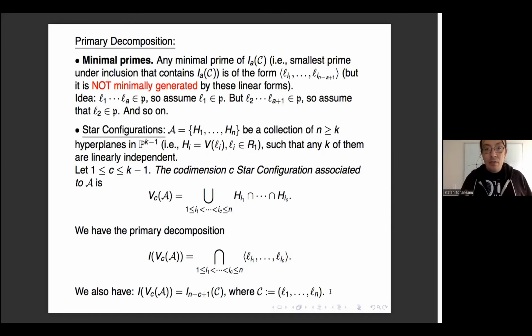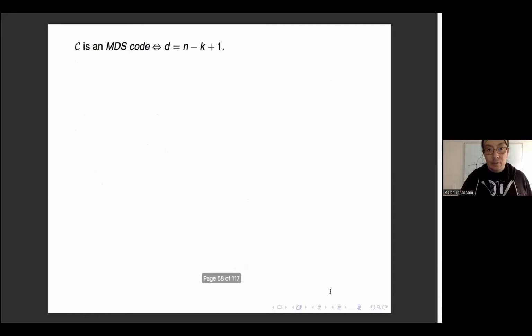Now, star configurations correspond to something very interesting in coding theory. We say that a linear code is a maximum distance separable code if and only if the minimum distance is as large as possible. So we have in general the Singleton bound that says that D is less than or equal to n minus k plus 1. Well, an MDS code has D equal to that upper bound.